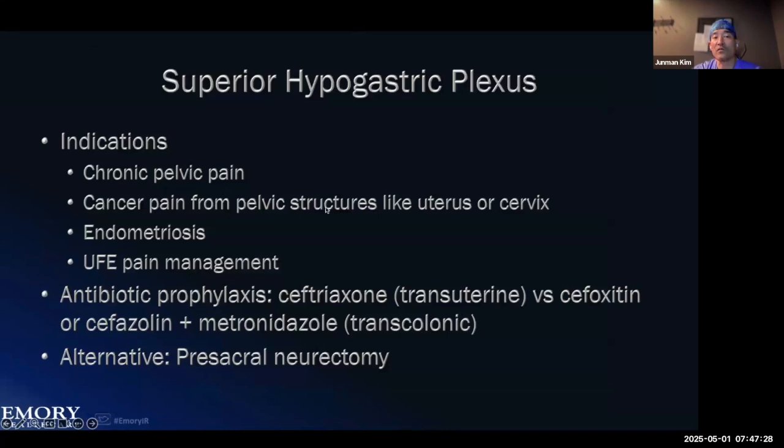Indications: chronic pelvic pain, cancer from pelvic structures like uterus, cervix, endometriosis, UFE pain management. Sometimes there is some debate, but antibiotic prophylaxis is needed depending on what you are worried about. If you are worried about going through the uterus, some people use ceftriaxone or cefoxitin, a second-generation cephalosporin, or first and second generation with metronidazole if you are going transcolonic.